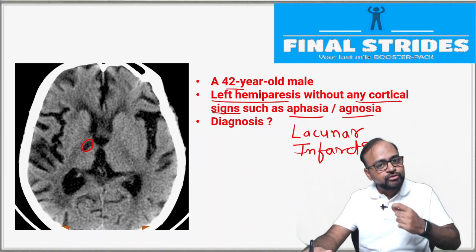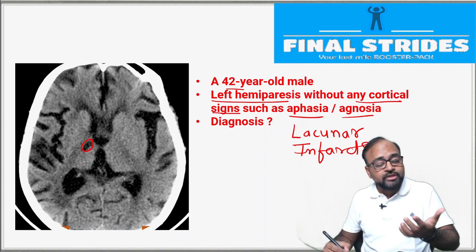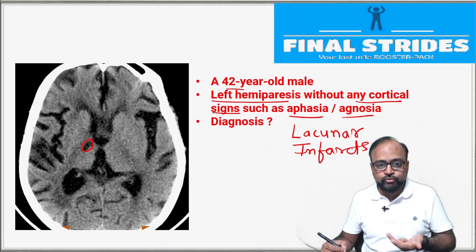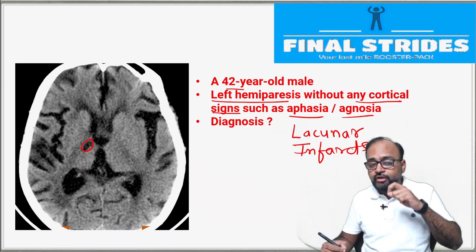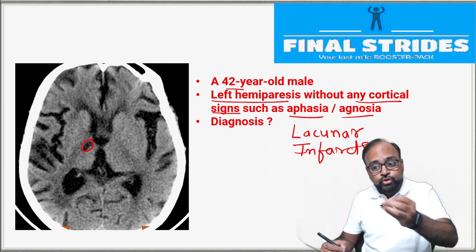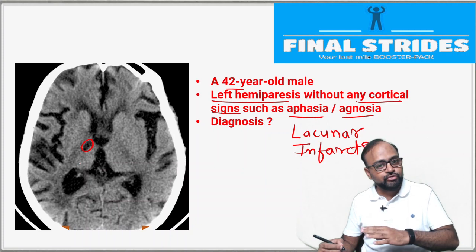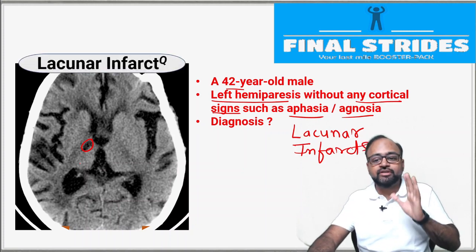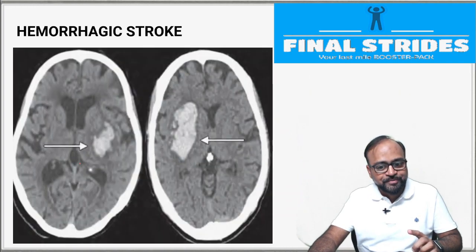And what is the vascular territory of these arteries? It is a small round area which is commonly seen in the basal ganglia, as you can see here. It occurs in the brainstem or centrum semiovale, that is the subcortical white matter. So when you see a small round hypodense lesion with a history of stroke without cortical signs, right, pure motor stroke syndromes without cortical signs such as aphasia, agnosia, it is very typical of lacunar infarct. So this is a classic right-sided thalamic lacunar infarct.